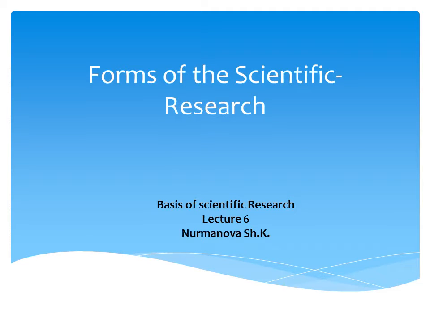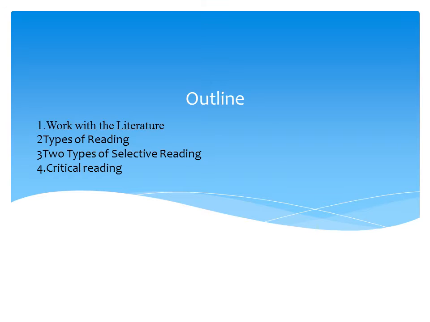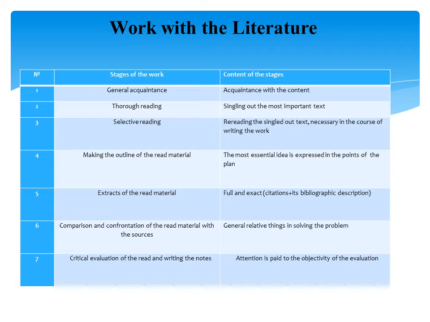Basis of Scientific Research. Lecture 6. The theme: Forms of the Scientific Research. The outline: Work with the literature. The second, types of reading. Third, types of selective reading. The fourth, critical reading. So, work with the literature.